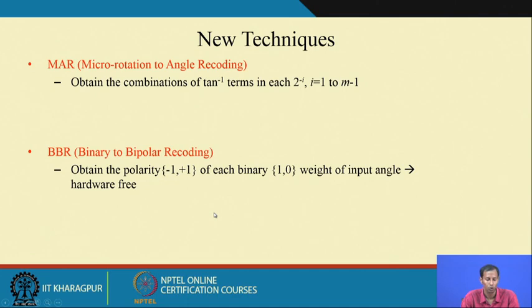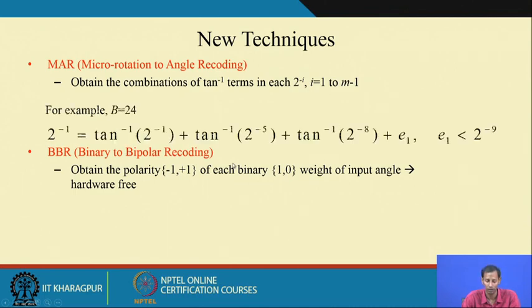Okay. So, based on that there are two techniques: micro rotation to angle recoding, and then binary to bipolar recoding. So, how can you do it? Suppose 2 to the power -1. At that time it will be written as tan inverse of 2 to the power -1 plus tan inverse of 2 to the power -5 plus tan inverse of 2 to the power -8 plus an error of 2 to the power -9.